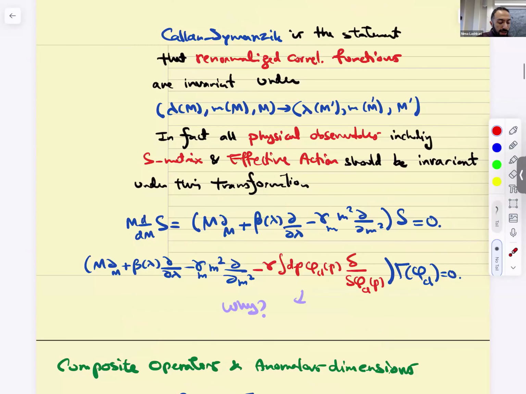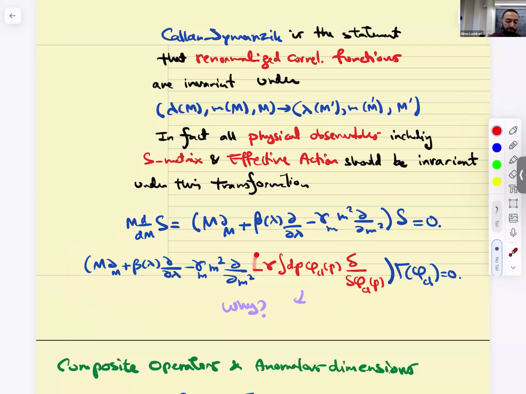Good. In fact, all physical observables, including the S matrix and the effective action, should be invariant. Why should the effective action be invariant? What does the effective action calculate for you? Yeah. So it's the 1PI diagrams for the renormalized field. So that's something physical, and that's why it has to be invariant, and it satisfies this equation.